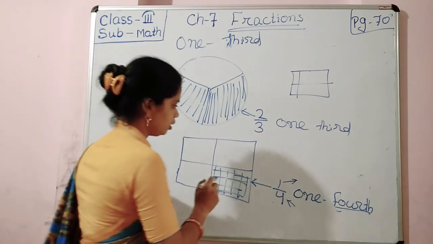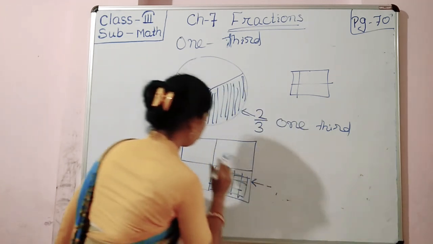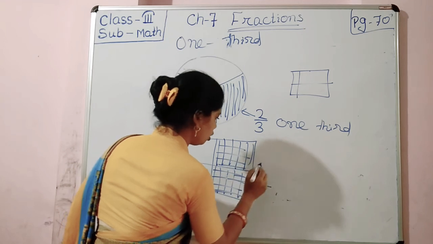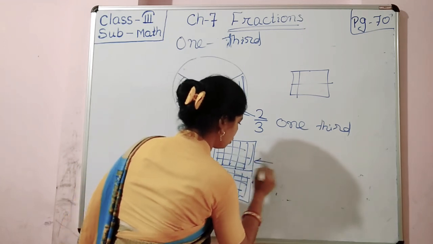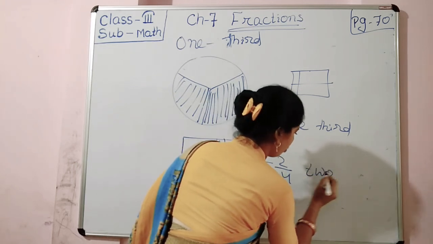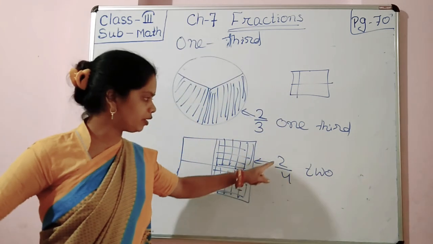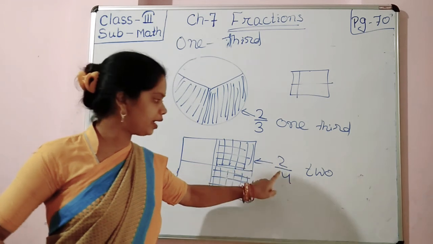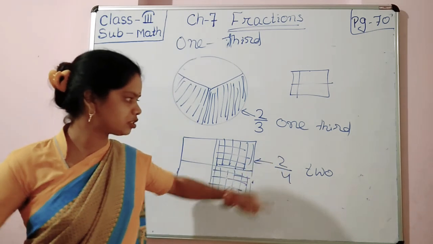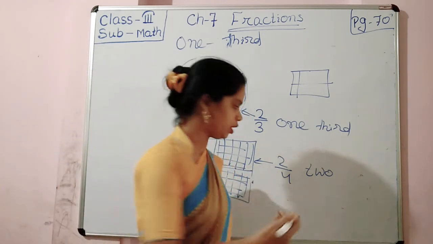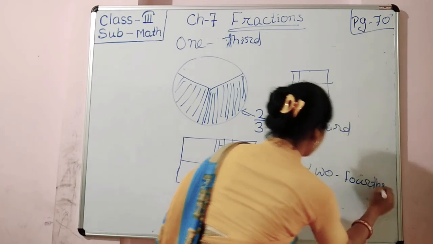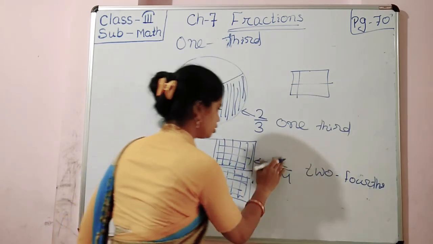Then look, if we take two parts of the square, also shaded, it is called 2 by 4, or 2/4. The upper part we call the cardinal, and the lower part is called the ordinal. Fourths, 2/4. Okay, 2/4 of the circle.